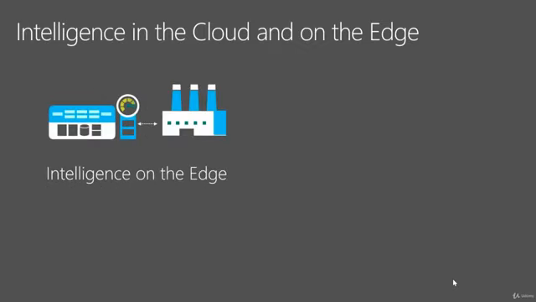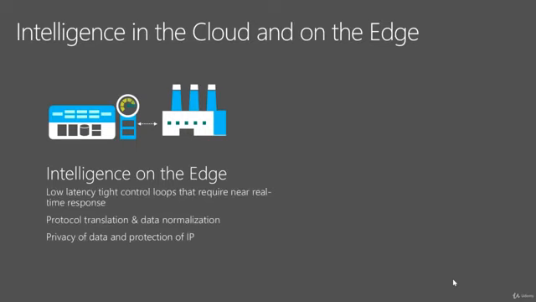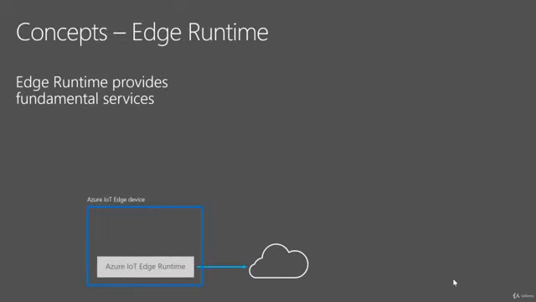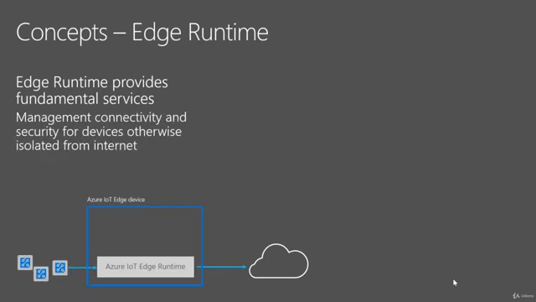On the other side, when we talk about intelligence on the edge, we have low latency tight control loops that require near real-time response. We have protocol translation and data normalization, and we have privacy of data and protection of IP. Edge runtime provides fundamental services such as management, connectivity, and security for devices otherwise isolated from the internet. So these devices, which are isolated from the internet, speaking non-internet compatible protocols, will be connected through Azure IoT Edge, which is our gateway to the cloud.